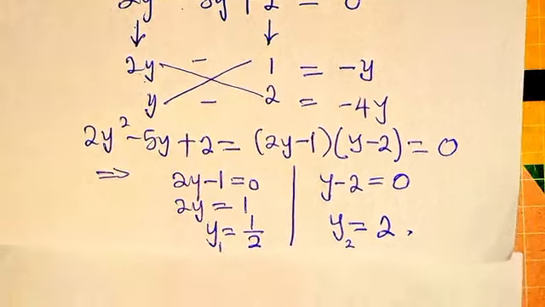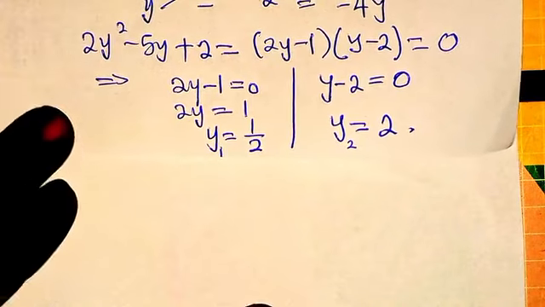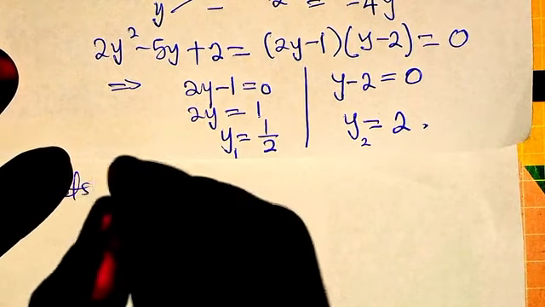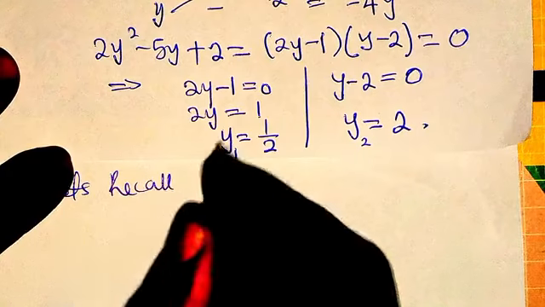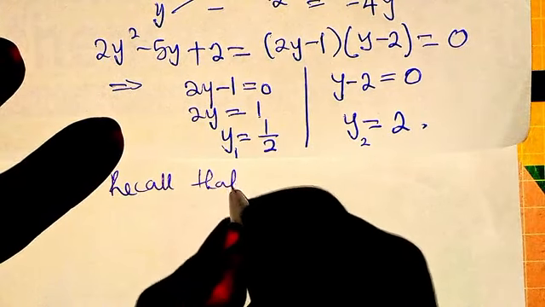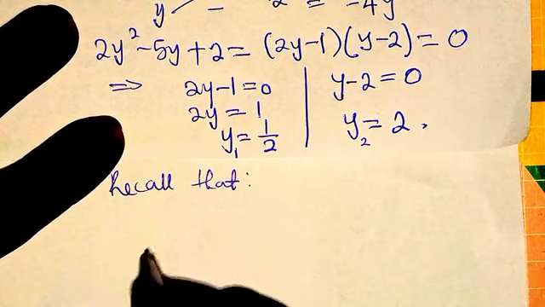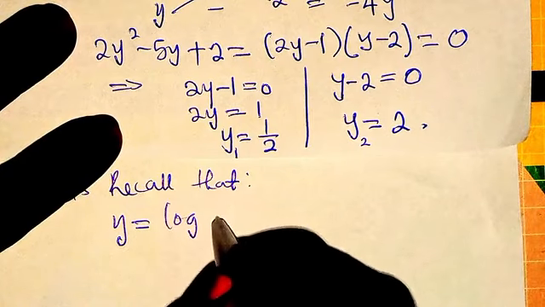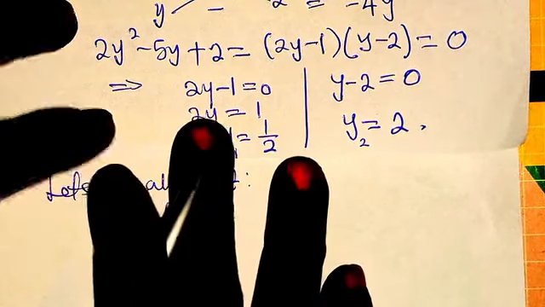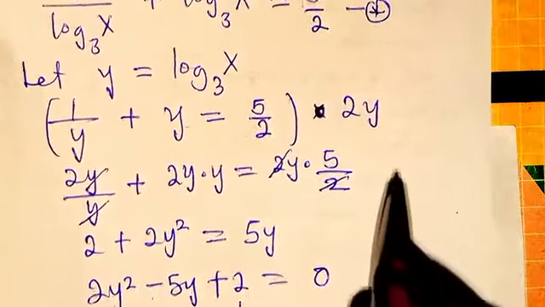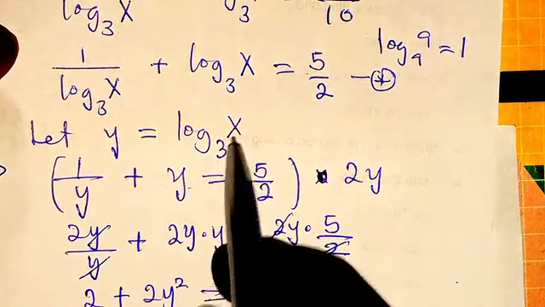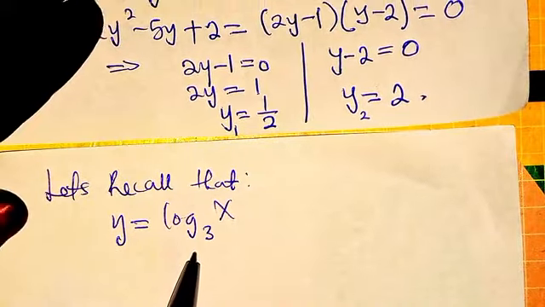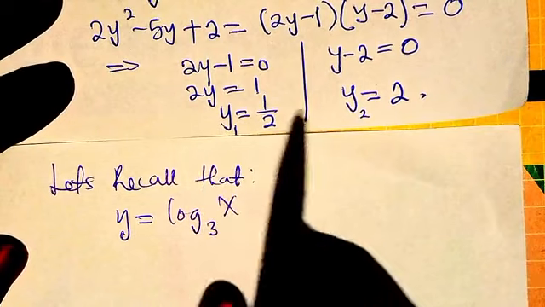So now from there, let's move further. So recall, we need to recall, right, that the y is replaced to be log x base 3 according to what we have here. We said let y to be log x base 3. So therefore we should recall. So now we are going to be picking the value of y1 and y2.